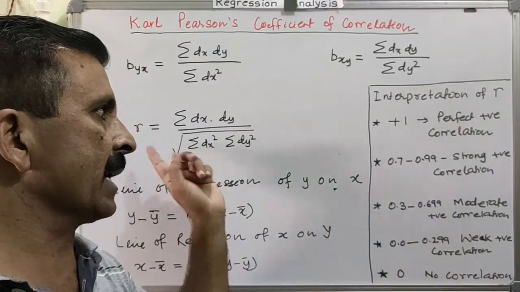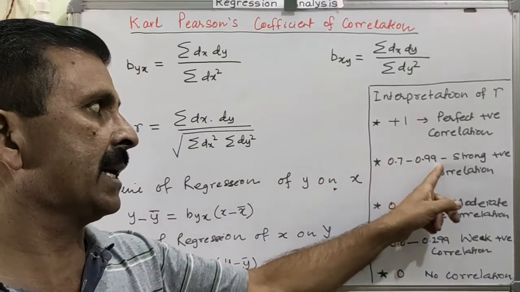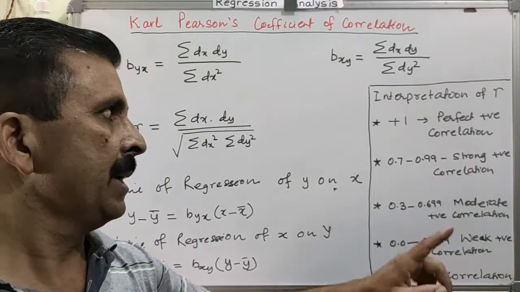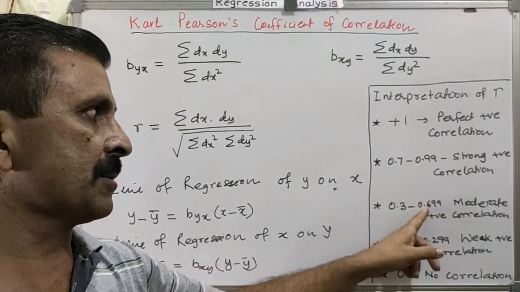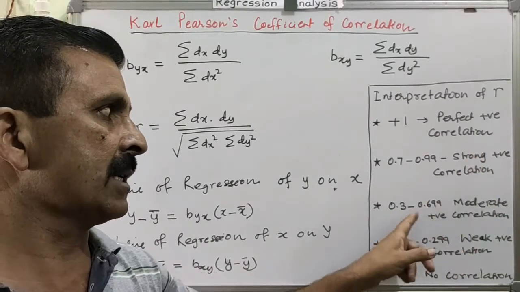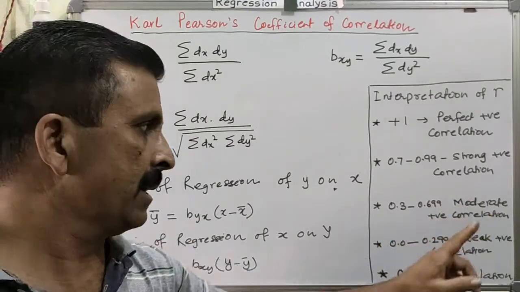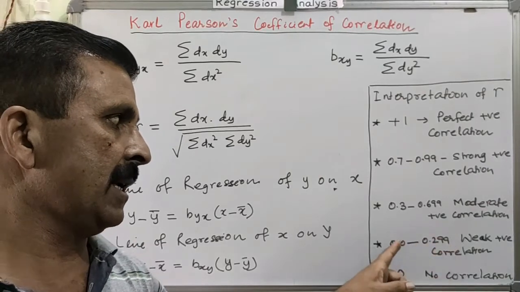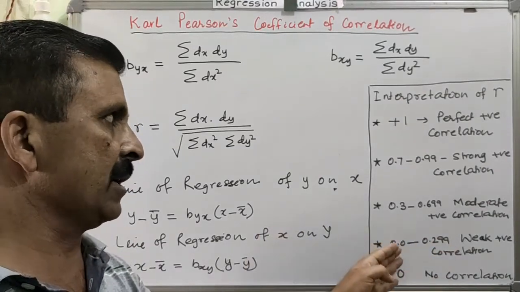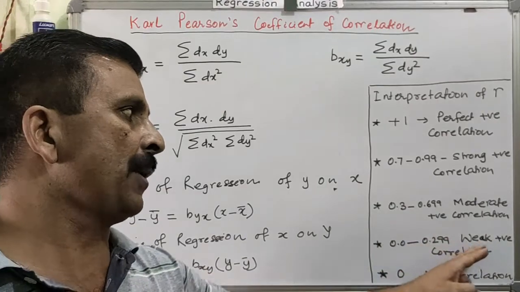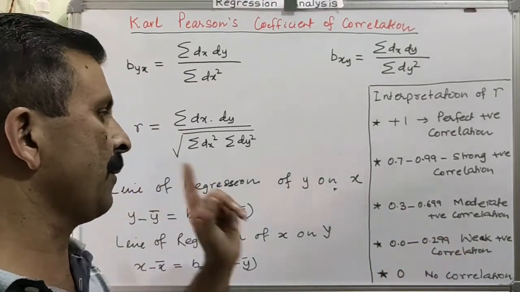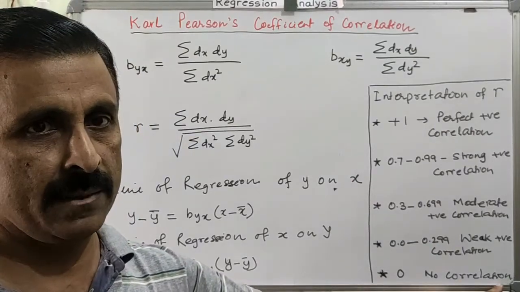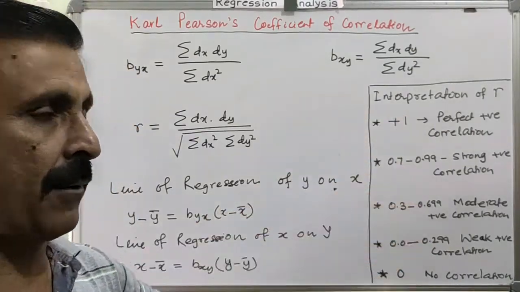And when the value of r comes between 0.7 to 0.999, then it is called strong positive correlation. And if the value comes between 0.3 to 0.699, we will call this moderate positive correlation. If it is 0 to 0.299, that is between 0 to 0.3, then we will call this weak positive correlation. And if the value of r sometimes comes 0, we will say there is no correlation. Am I understood? So all these are for positive.